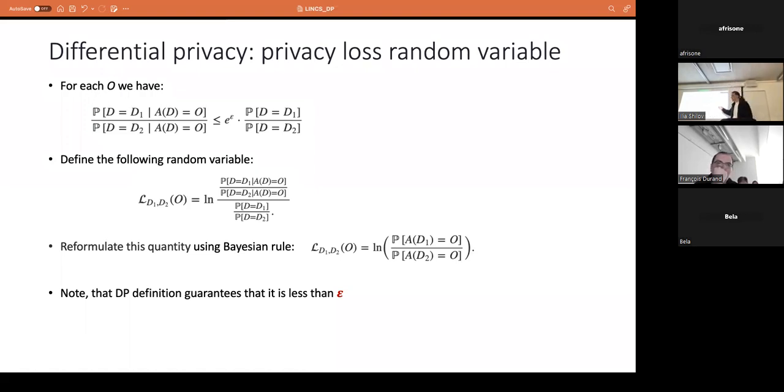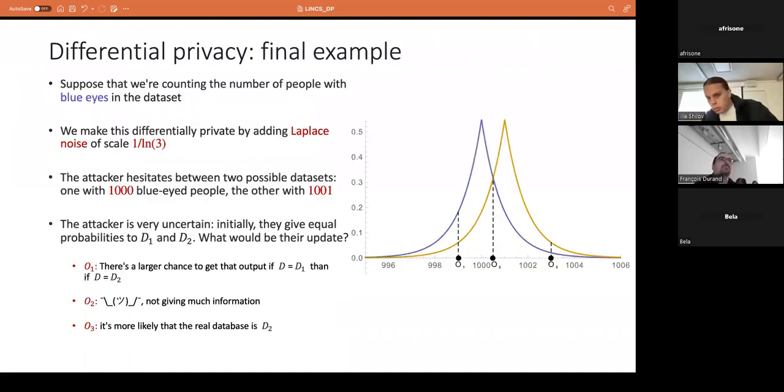And here it can remind you of some particular quantity. This value can remind you of some divergence between distributions. And that's exactly what we will see later, but I won't put a lot of emphasis on that now. I want to give an intuition: why did I even introduce the privacy loss variable?